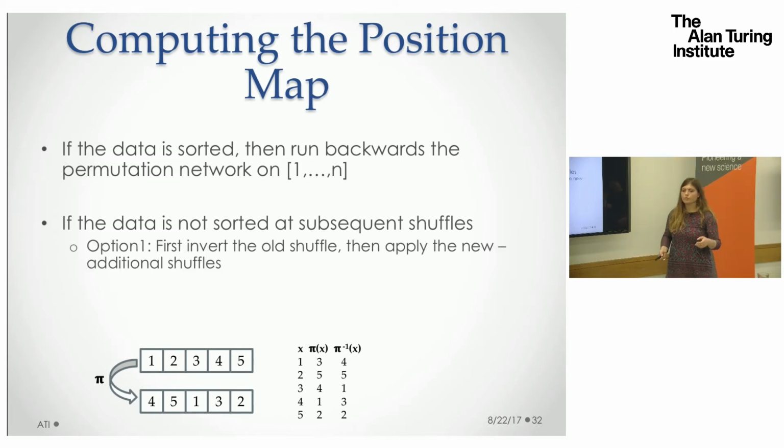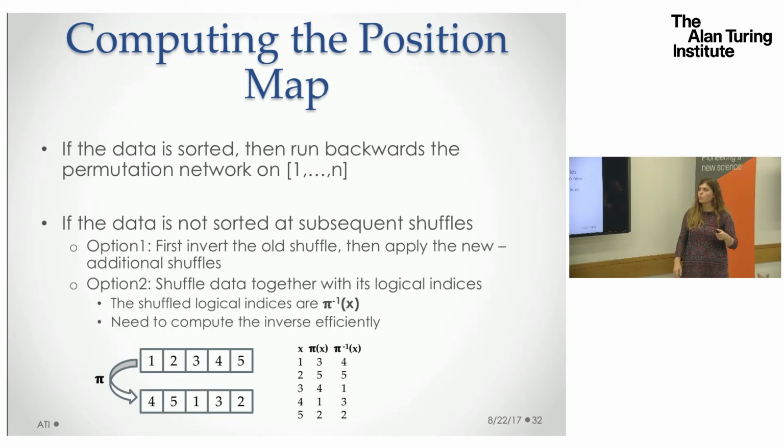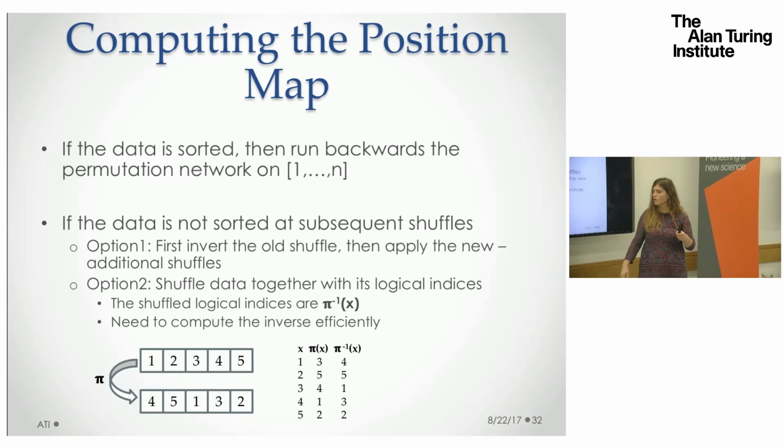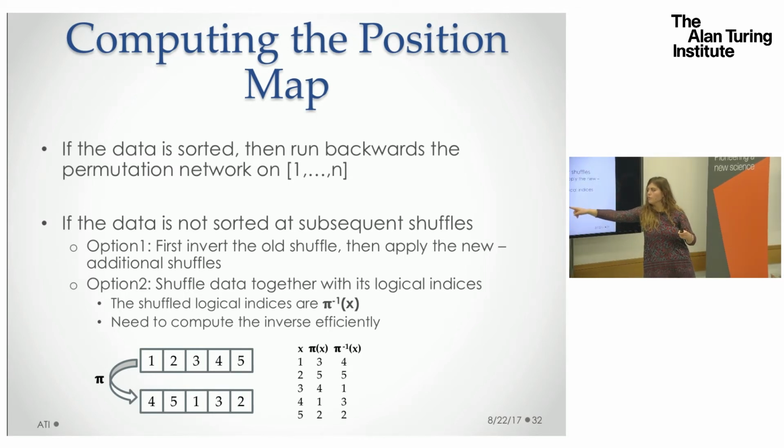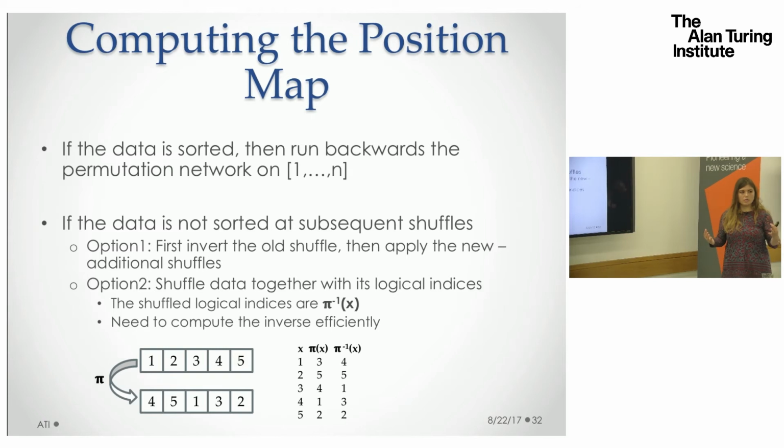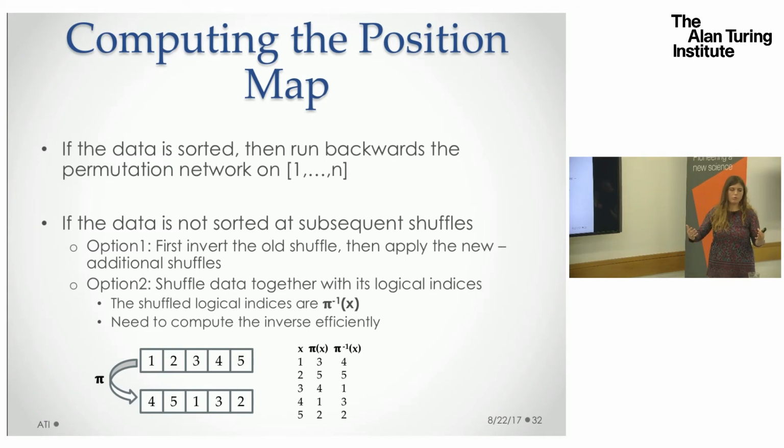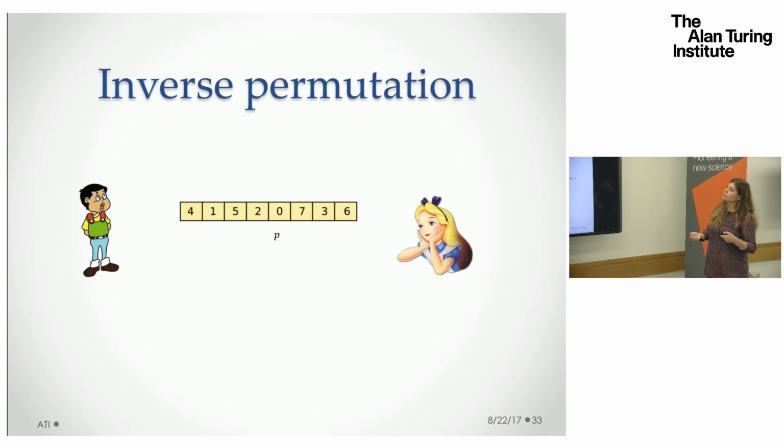One option is to first unshuffle, undo the previous permutation, and then start doing a new permutation freshly. This is a complicated method. Instead of this, we opted to store, along with the data, the information for its position map. So to compute this information, we needed a way to efficiently compute the inverse of a permutation, where originally the permutation was shared. And for this, we also came up with a protocol to invert a permutation.